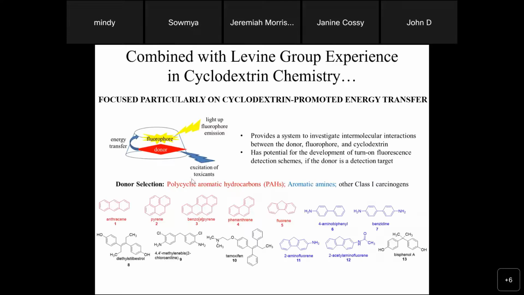We were able to demonstrate good donor detection, good fluorescence detection of a variety of these donors, including some of these scaffolds that I'm showing here, including polycyclic aromatic hydrocarbons and aromatic amines and a variety of other class 1 carcinogens.